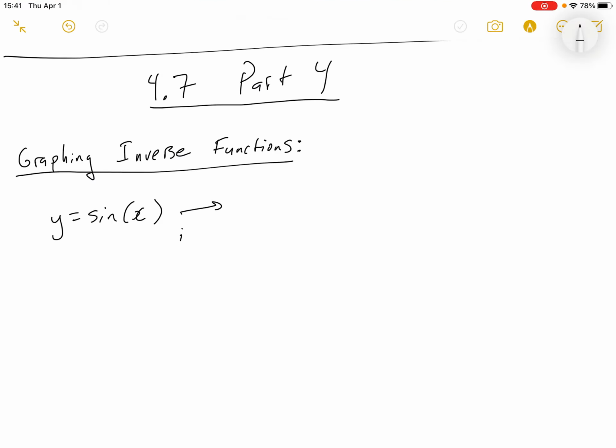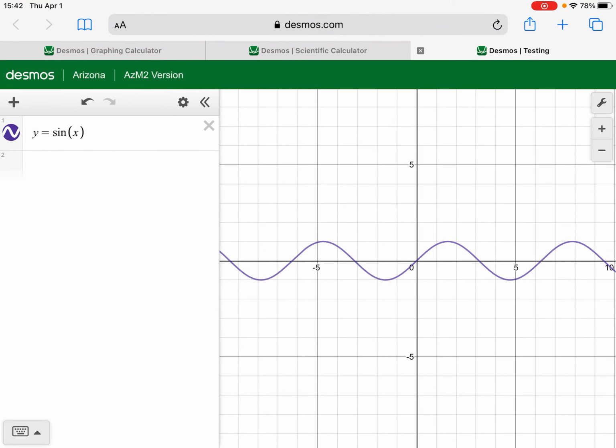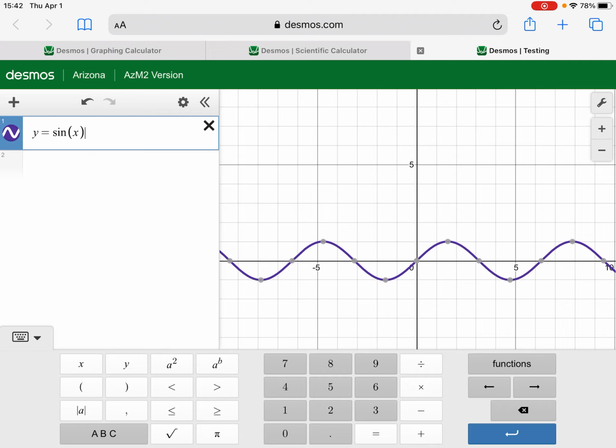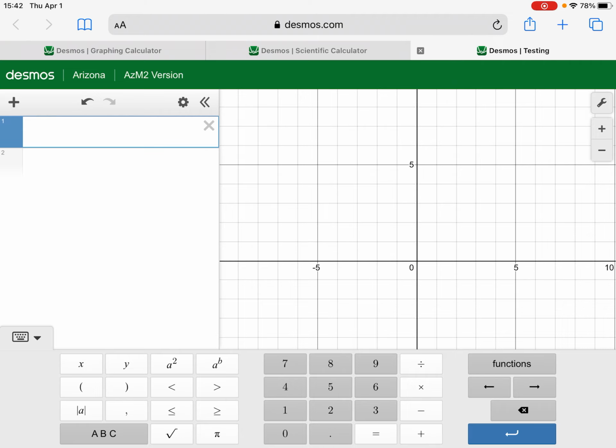I don't know if you remember this from chapter 1, but we talked about with inverse functions, you switch x and y. X and y replace each other, meaning the inputs and the outputs switch. So we would be graphing x equals sine of y. And let's take a look on Desmos what that looks like. This is also a chance to show you that Desmos is a really powerful tool. This is your testing version of Desmos. You can graph equations on here that look like this.